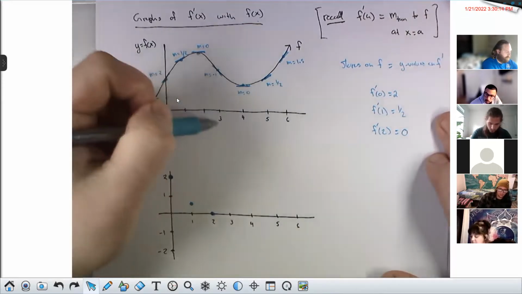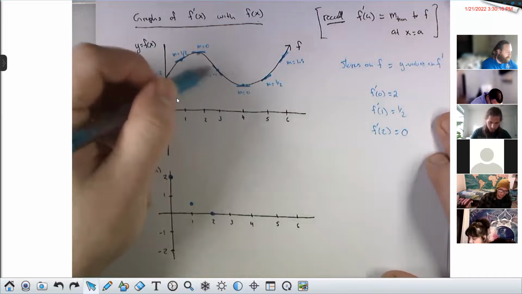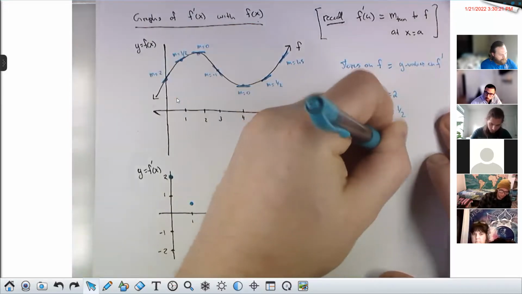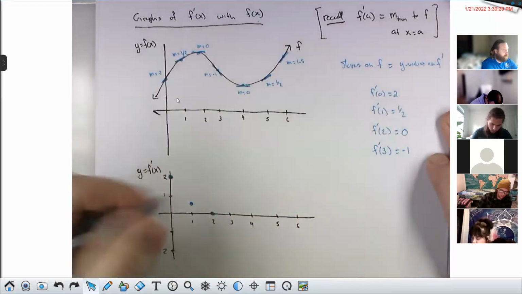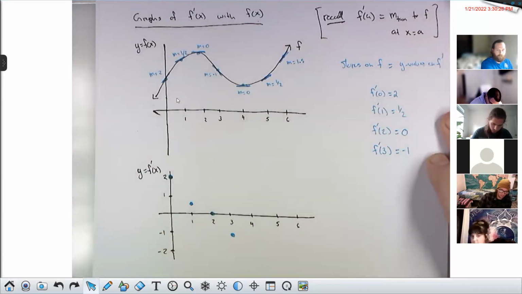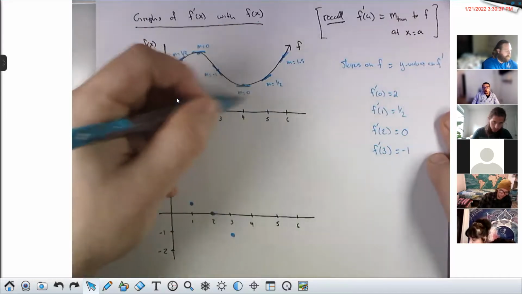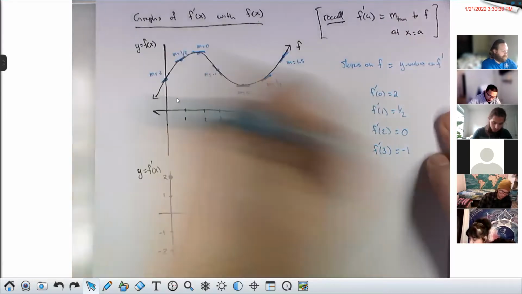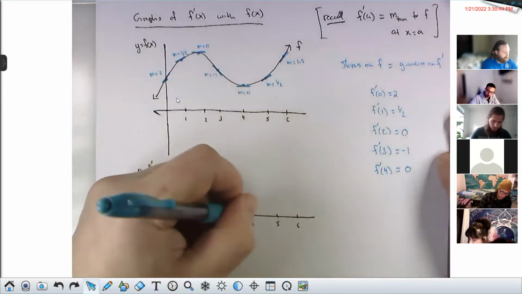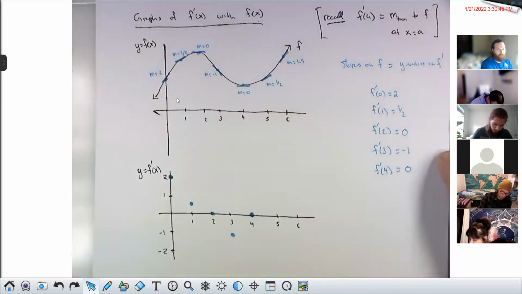Continuing on, when x is equal to 3, the slope of the tangent line to f is -1. So f prime of 3 is -1. In other words, (3, -1) is on the graph of my derivative. At x equals 4, the tangent line to f has slope 0. So f prime of 4 is 0. In other words, (4, 0) is on the graph of my derivative.